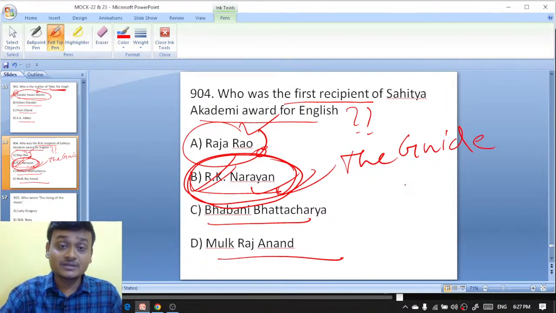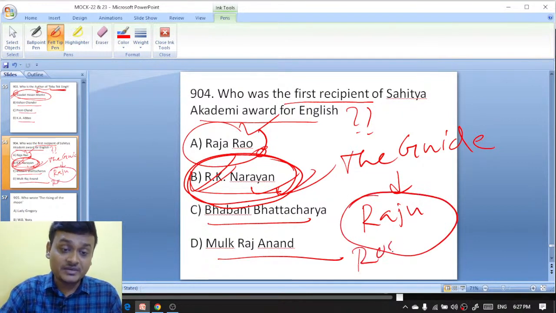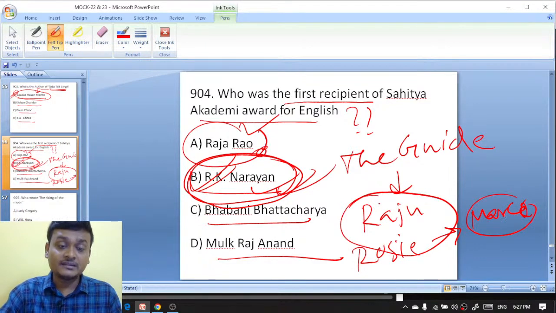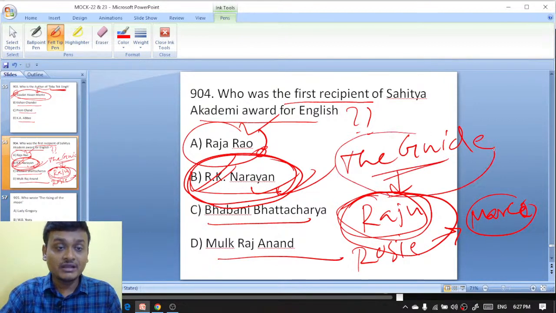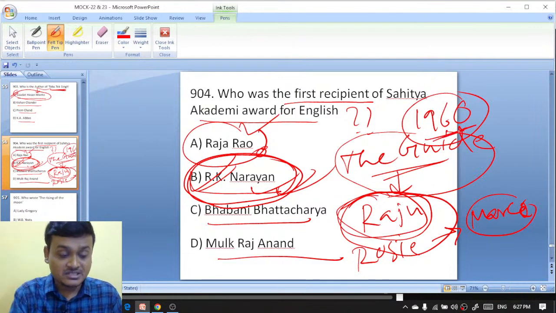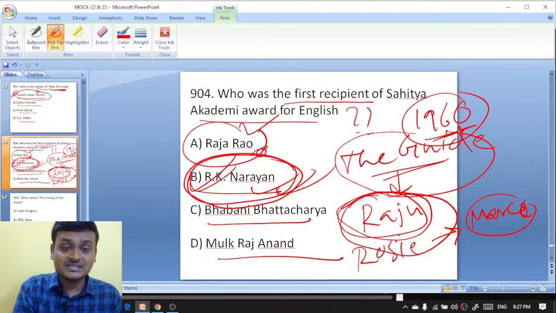Raju is the main protagonist of this novel. Characters like Rosie appear, and Marco is the husband of Rosie. For The Guide, R.K. Narayan was given the prestigious Sahitya Akademi Award in 1960, where Raju and Rosie are important characters, and Rosie's husband is Marco.